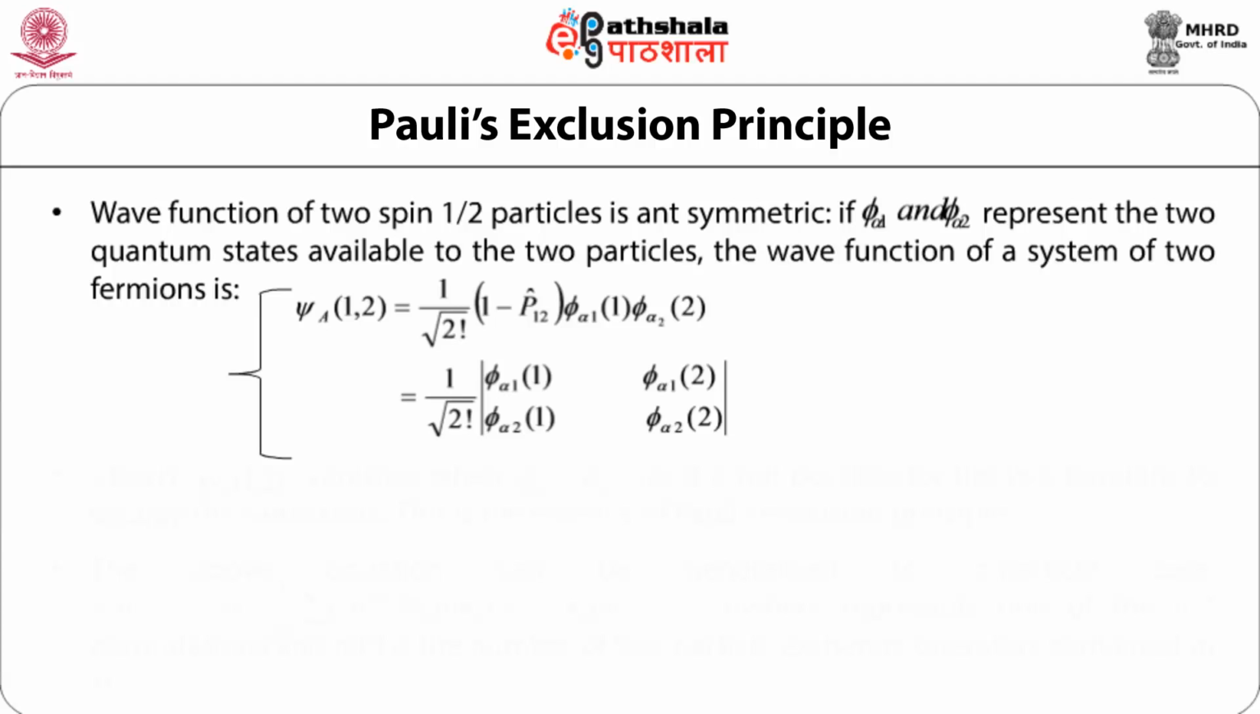Here one can see that this antisymmetric wave function denotes the complete state of the two particle system that we are considering, that is the two fermions with spin half, whose individual quantum states are represented by the wave functions phi_alpha1 and phi_alpha2. This antisymmetric wave function vanishes. That means psi_A(1,2) vanishes when phi_alpha1 is equal to phi_alpha2, or when the two quantum states are equivalent.